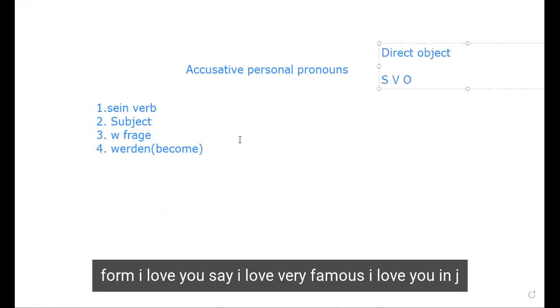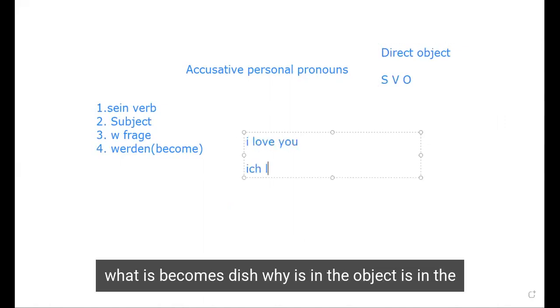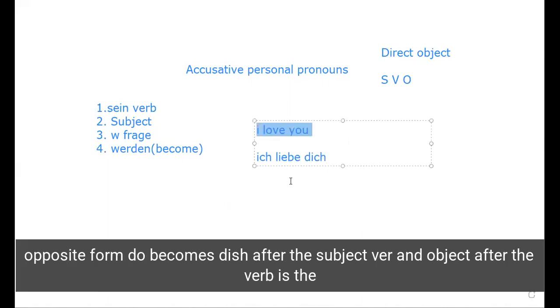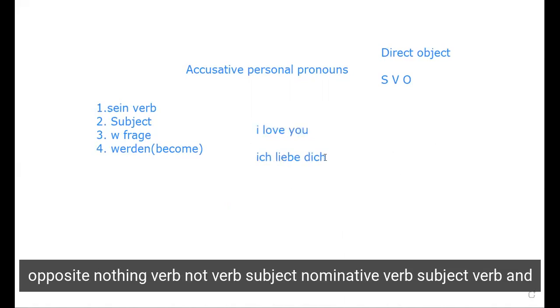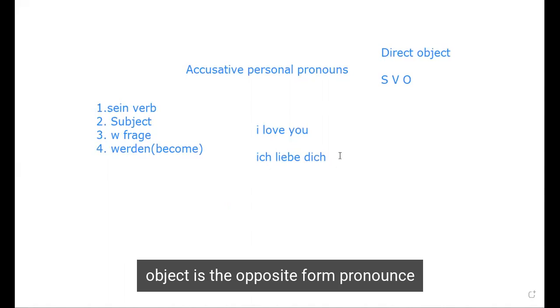Say I love you in German. Very famous dialogue. It's ich liebe dich. Du becomes dich. Why is it in the object place? It is in the accusative form. After the verb is subject, verb, and this object. It is not a Zain verb, not a well done verb. Ich is the subject, nominative, then verb, then object is the accusative form.